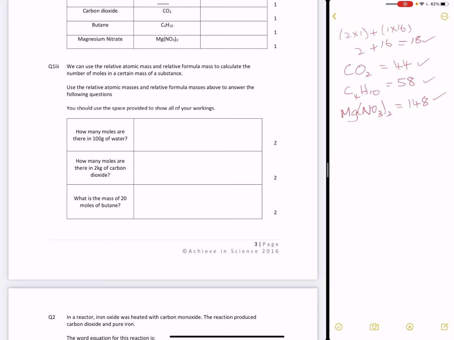Okay, here we go then. Each one will be worth 2 marks. So the first one, how many moles are there in 100 grams of water? Well, 1 mole of water is 18 grams. You've got 100, so it's 100 divided by 18, and that comes to 5.56 moles. The next one, carbon dioxide. Well, you've got 2 kilograms, which is 2,000 grams, divided by the mass of 1 carbon dioxide, which is 44, and you get 45.45 moles.